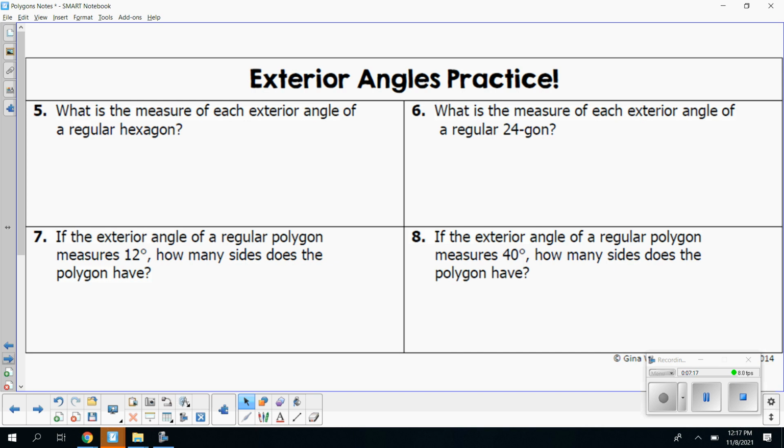For number 5, it says, what is the measure of each exterior angle of a regular hexagon? Now, a hexagon, if you remember, is 6 sides. Okay, so if we take 360, because all of the exterior angles are going to add up to 360, and we divide it by 6, the 6 sides, then each exterior angle should equal 60 degrees. Okay, go ahead and pause the video and try number 6.